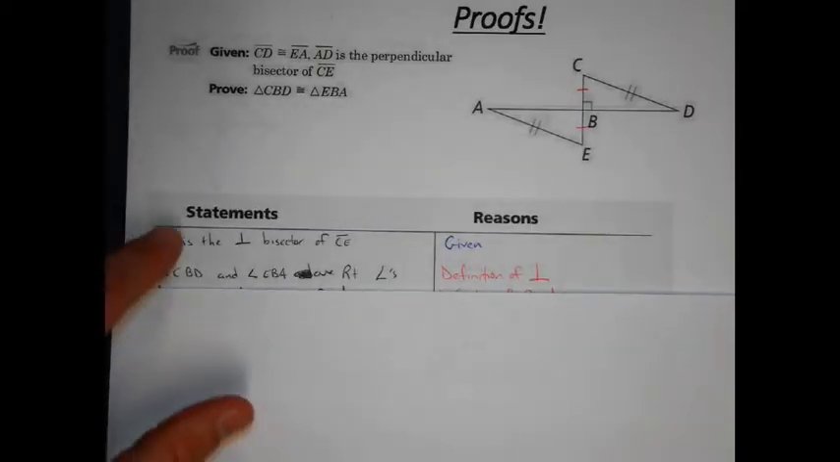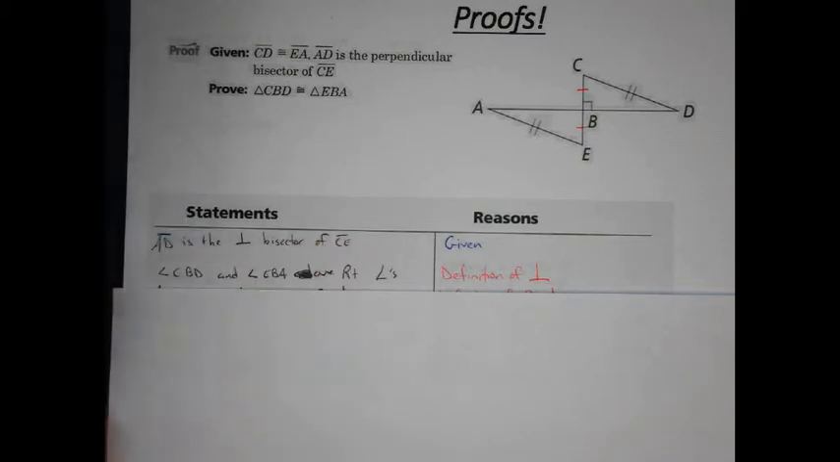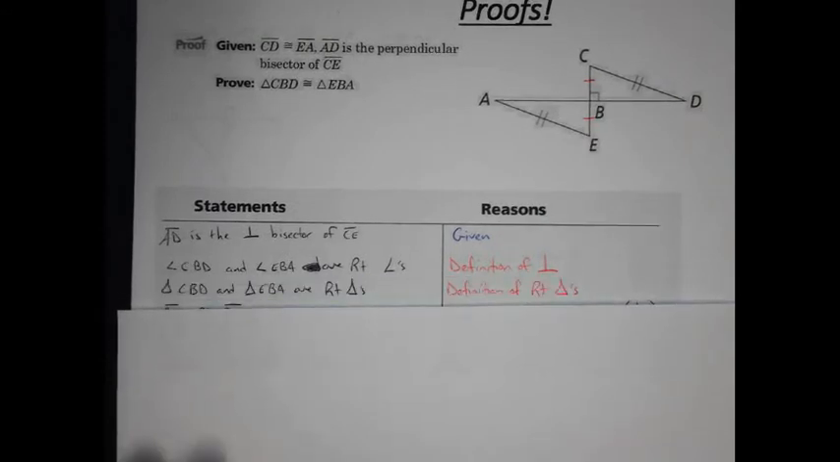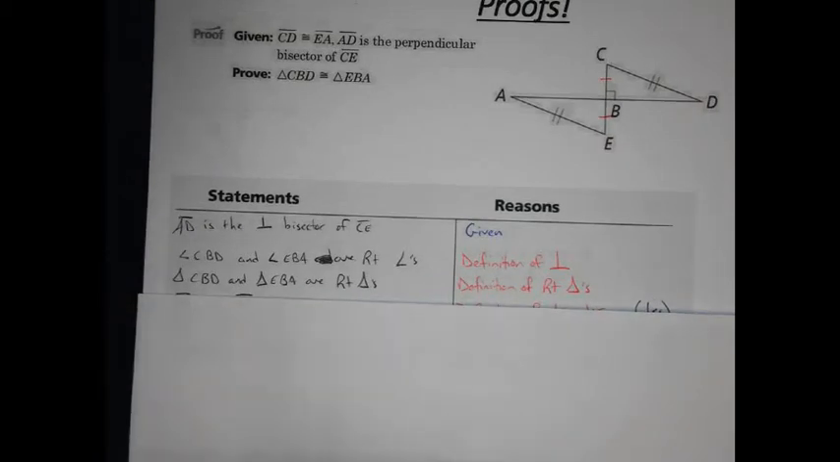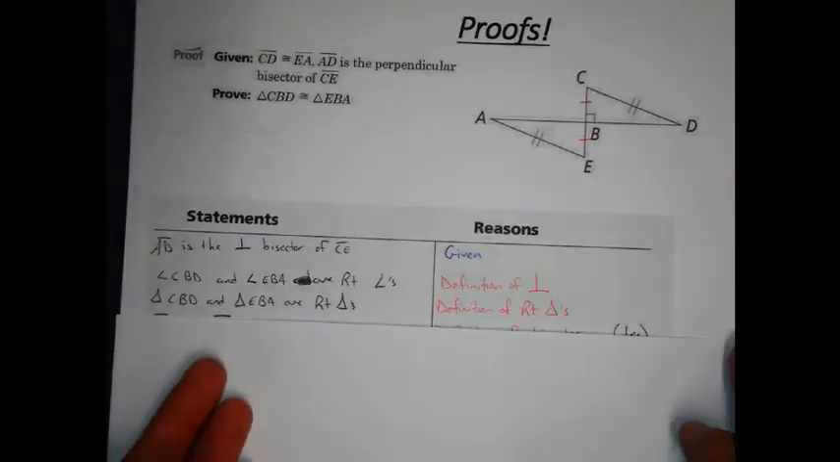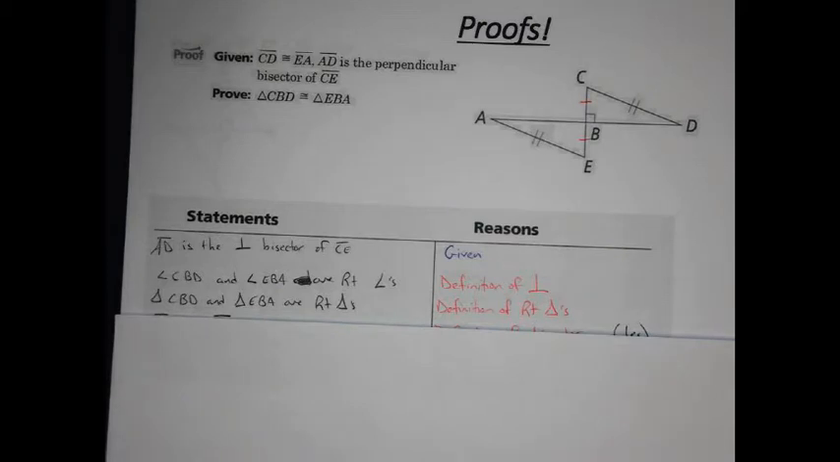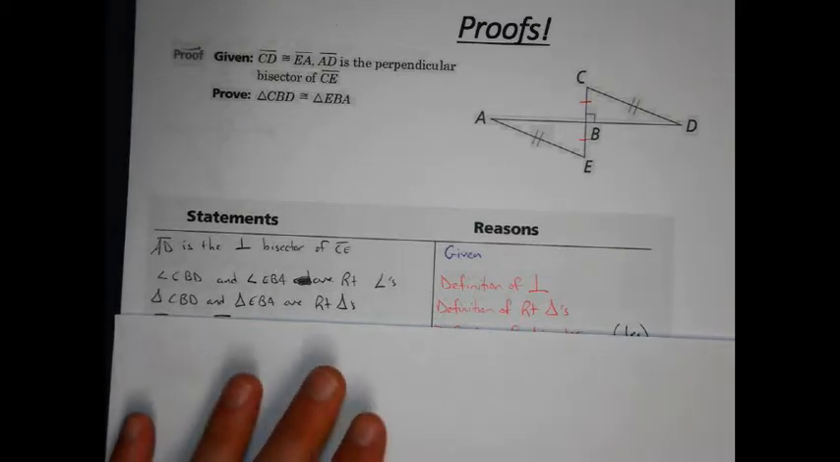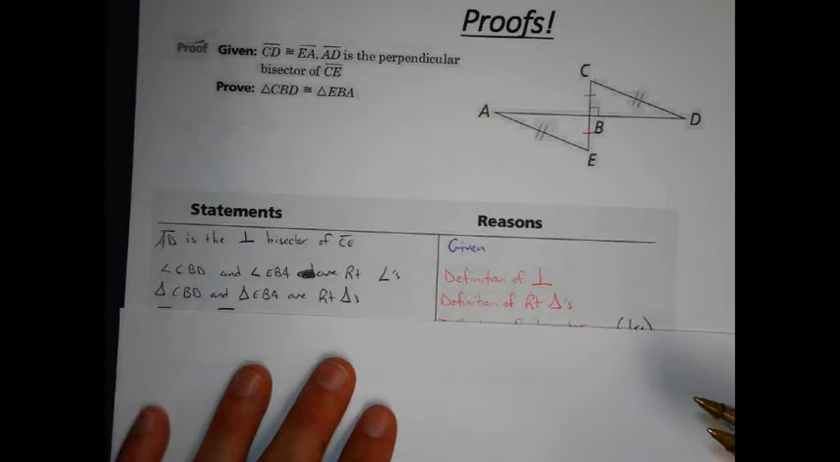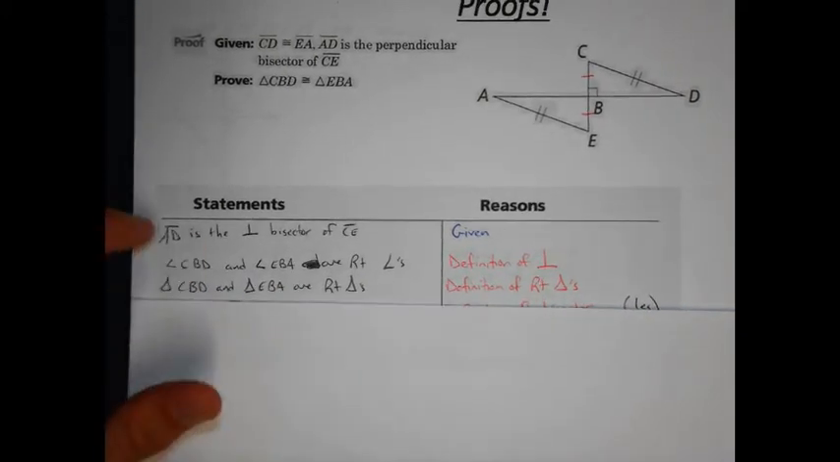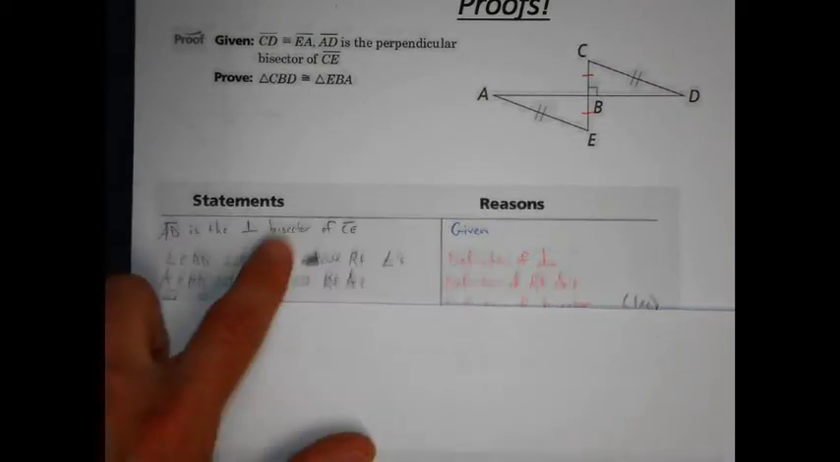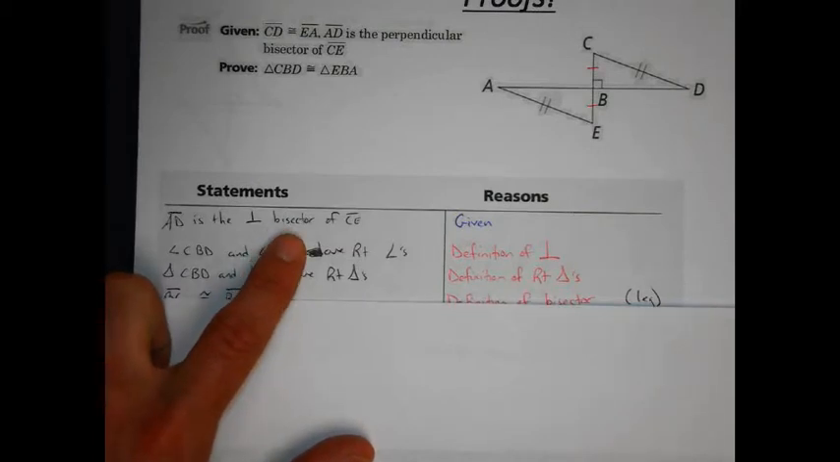So we went from segments to angles. Now that we have right angles, guess what we have? Right triangles. And we must establish the right triangles this way. Now we have our triangles: CBD and EBA are right triangles. Once we've established that, we can start talking about hypotenuses. We could talk about the hypotenuse first, but in this particular case, I'm going to talk about the leg first. Why? Because we brought up the perpendicular bisector, and since we brought it up, I'm not done with it.